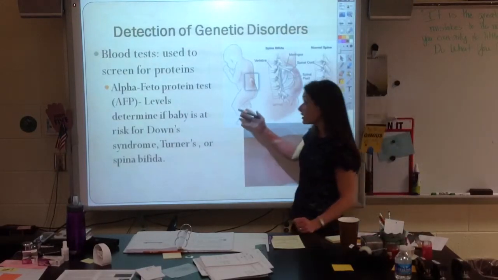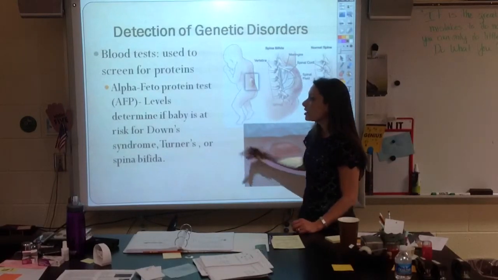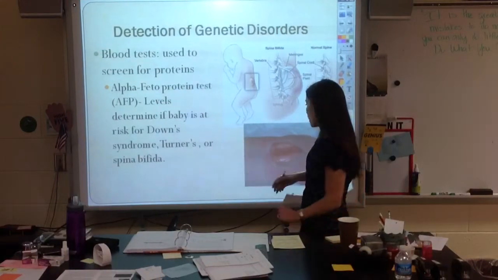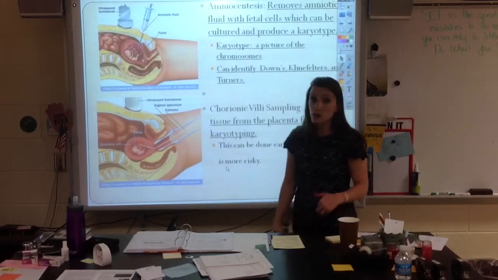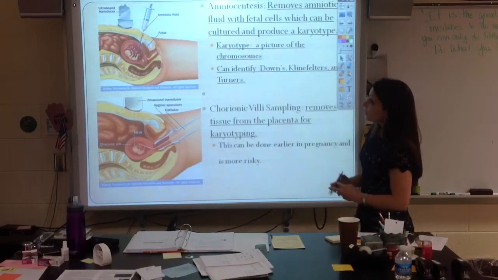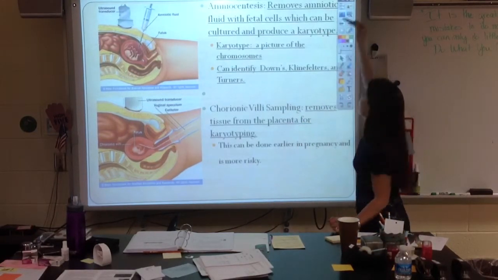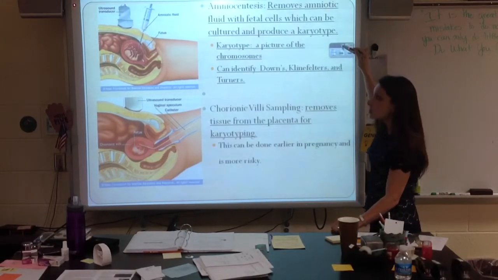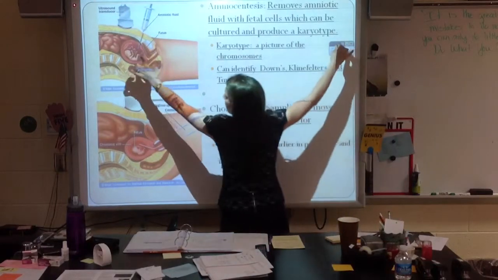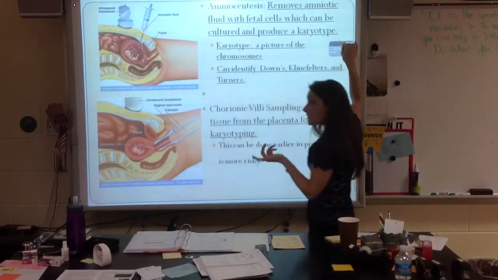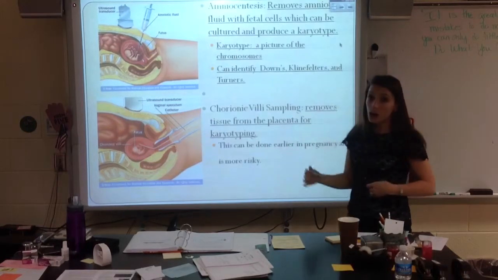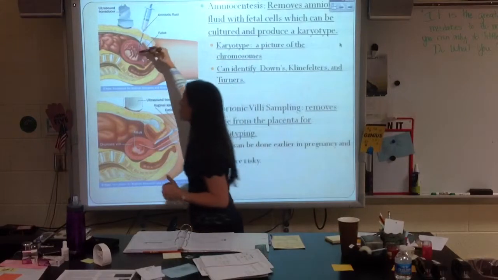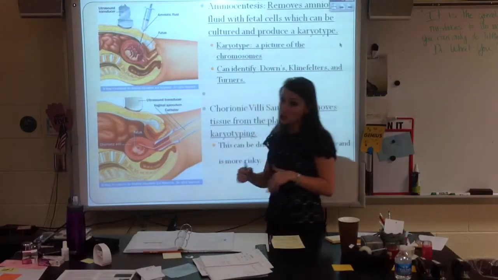They can also do blood tests to look for certain proteins. For example, if we want to know if a baby is at risk for Down syndrome, Turner, spina bifida, you can actually do a blood test. The other thing you can do is an amniocentesis. An amniocentesis is where you remove amniotic fluid. Amniotic fluid is the fluid surrounding the fetus. Some of the fetus's cells will have come off, just like your skin cells naturally come off. And you can use a needle to pull out some of that fluid, and then we can actually look at those cells.